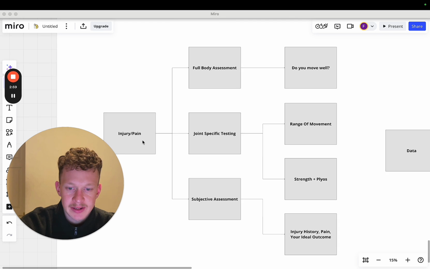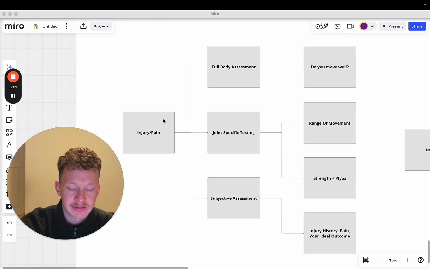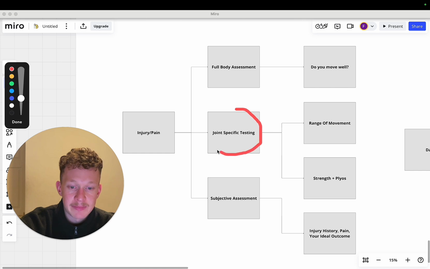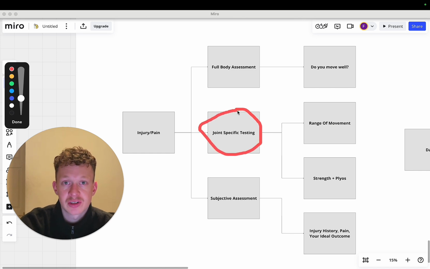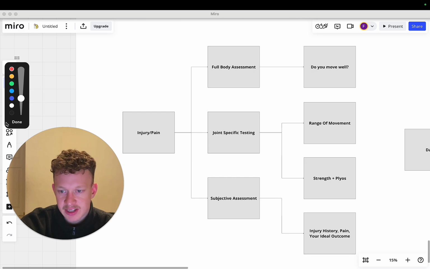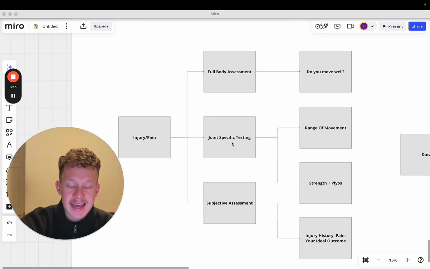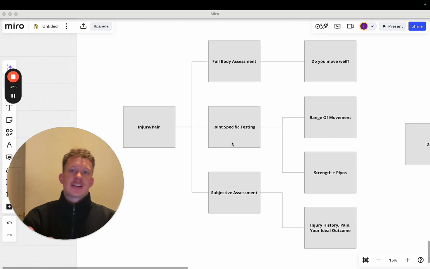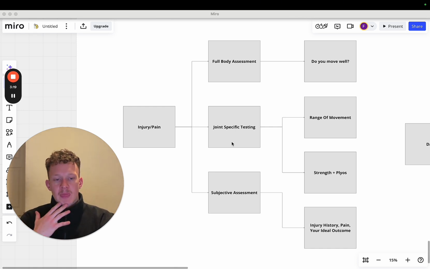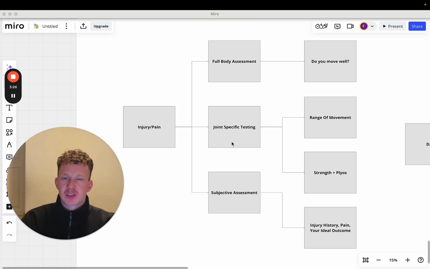Number two then is joint-specific testing. For example, if you were having knee pain, this would be specific lower limb testing, so knee range of motion, hip range of motion, ankle range of motion, strength testing, plyometric testing. Again, it's collecting data. It's looking at where you're potentially weak, where you're potentially strong, and not just that, how you're moving side to side. Is there any apprehension when you're moving? Are you in pain, etc.?